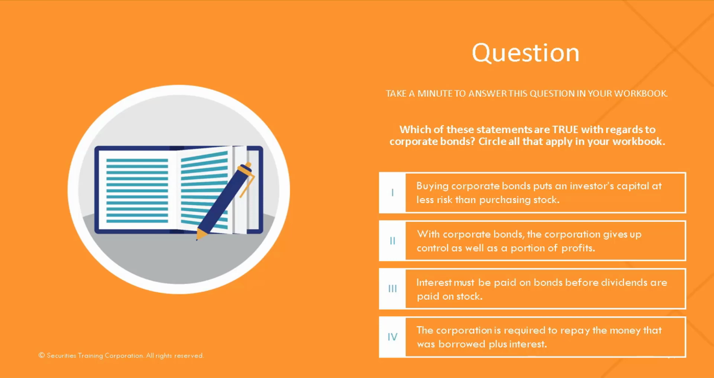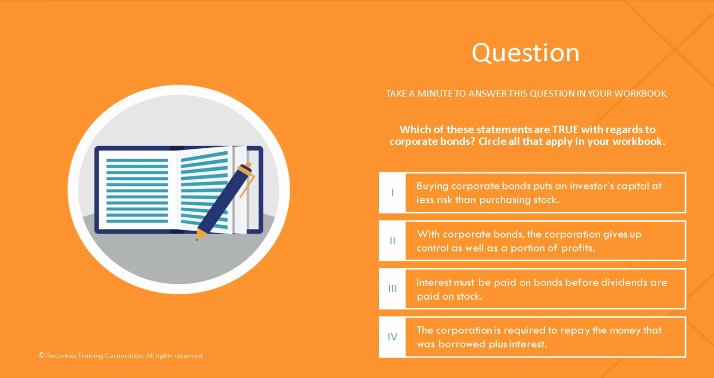Statement two, with a corporate bond, the corporation gives up control as well as a portion of the profits. No, that is what they give up with stock, so that would not be true. Three, interest must be paid on bonds before dividends are paid on stock. Is that true? Yes. Bondholders have priority over stockholders. You can't pay dividends if you miss your interest payments.